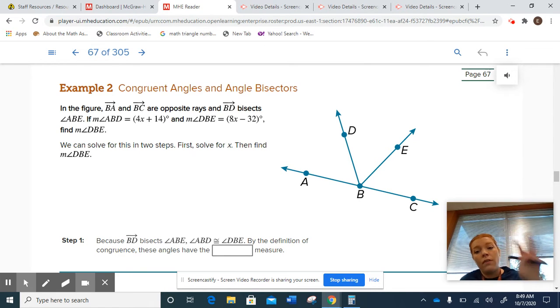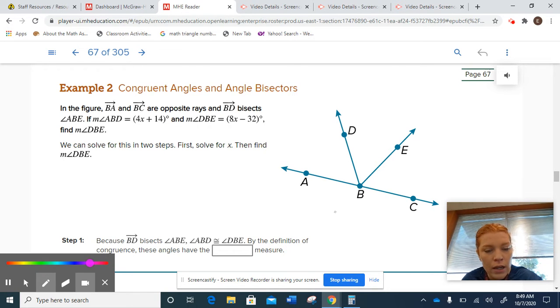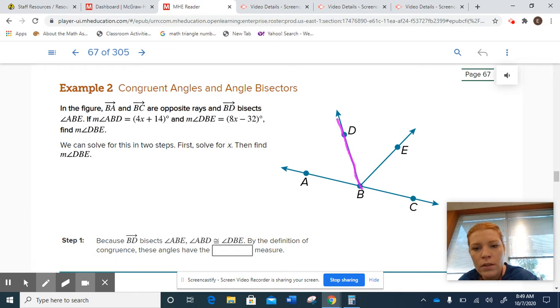They'll give you a picture and a lot of information. I would draw the information on the picture so that you can see it on the picture. In the figure, BA and BC are opposite rays and BD bisects ABE. So I'm going to draw that. I'm going to indicate which one's the bisector. BD, this one. This one cuts in half ABE. So that's this one.